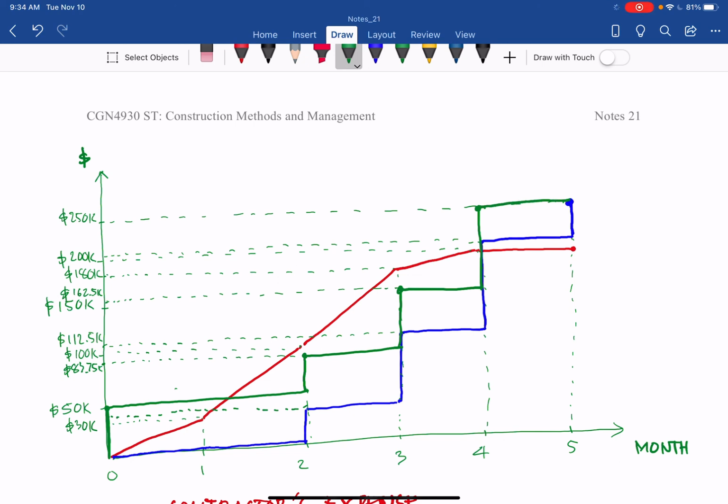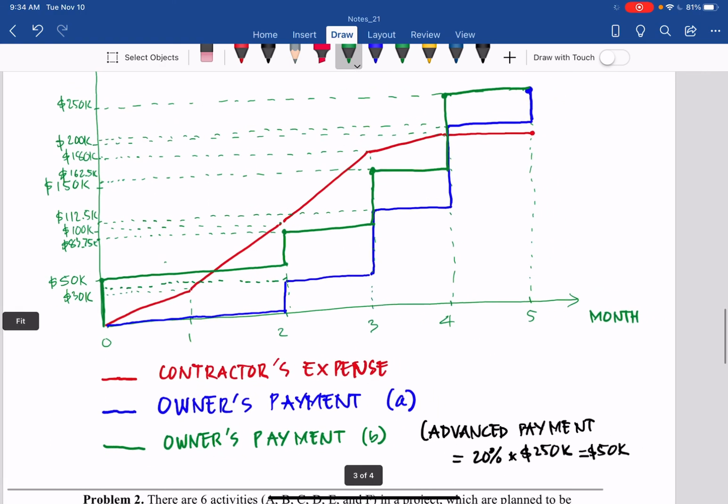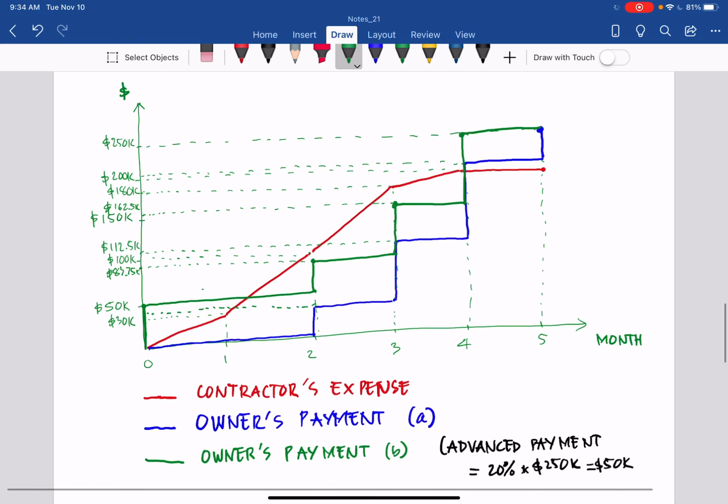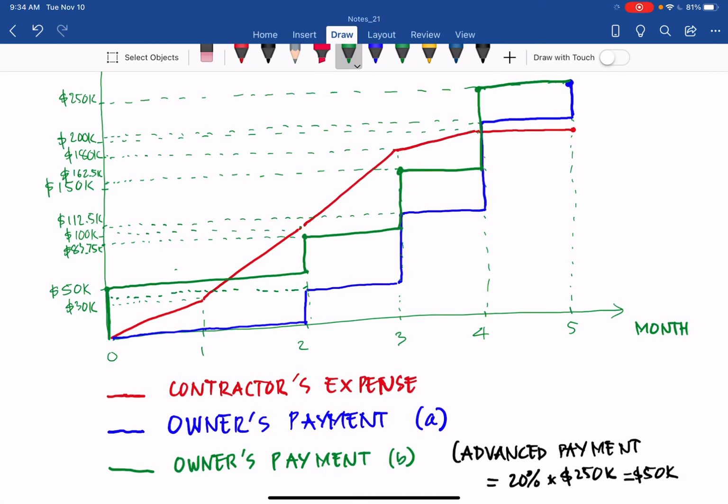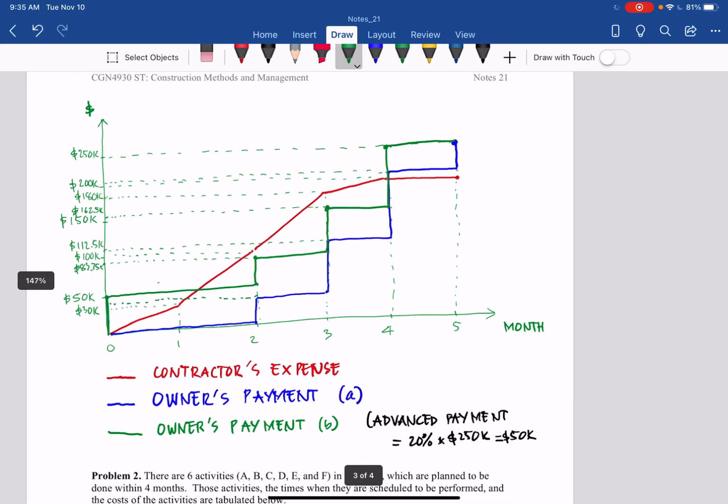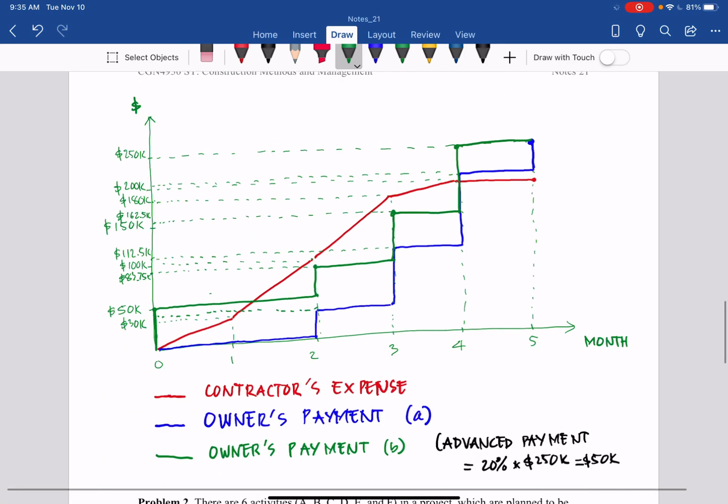So as you can see, in scenario B, with the owner's advance payment, the contractor recoups the money faster, so the gap between the spending and the receipts is much closer. They have 50,000 at the start, and you can see the advance payment really gives the contractor money to run the project. So that is the complete solution for problem 1.